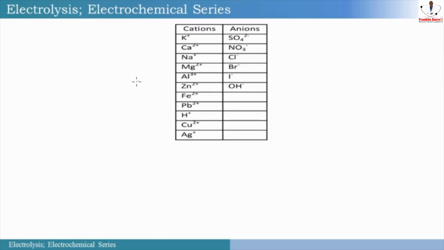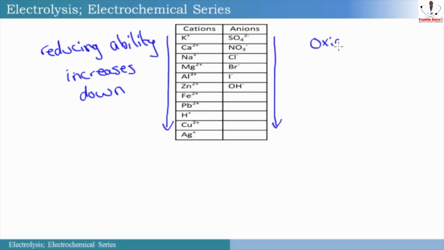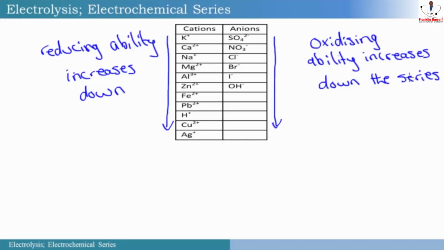So, in order to write the equation and explain preferential discharge, we must understand the trend in reducing ability for the cations and the trend in oxidizing ability for anions. So in terms of the cations, we will say that reducing ability increases down the series, while oxidizing ability increases down the series for the anions.